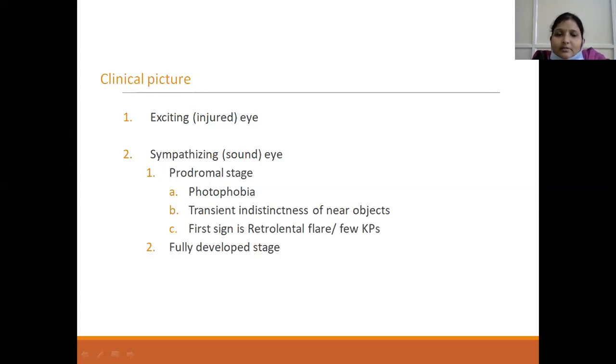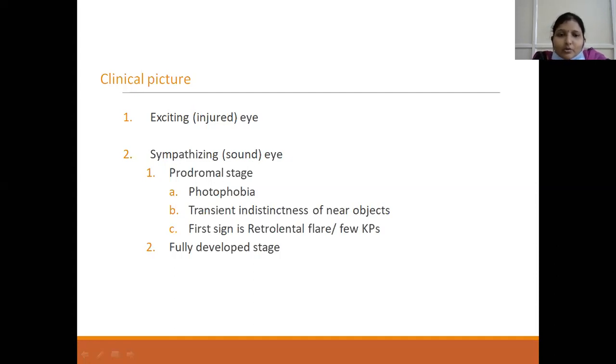The second stage is the fully developed stage. Here the patient presents with acute plastic iritis. So when does sympathetic ophthalmitis occur? It generally occurs within 4 to 8 weeks following injury, but it can occur as early as 9 days, and mostly all the cases occur within 1 year after injury.